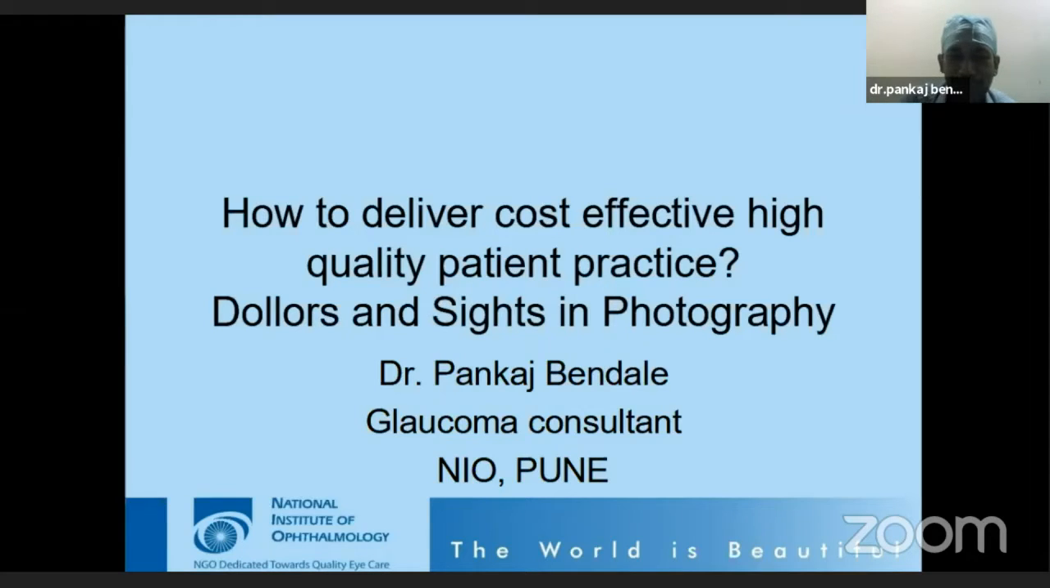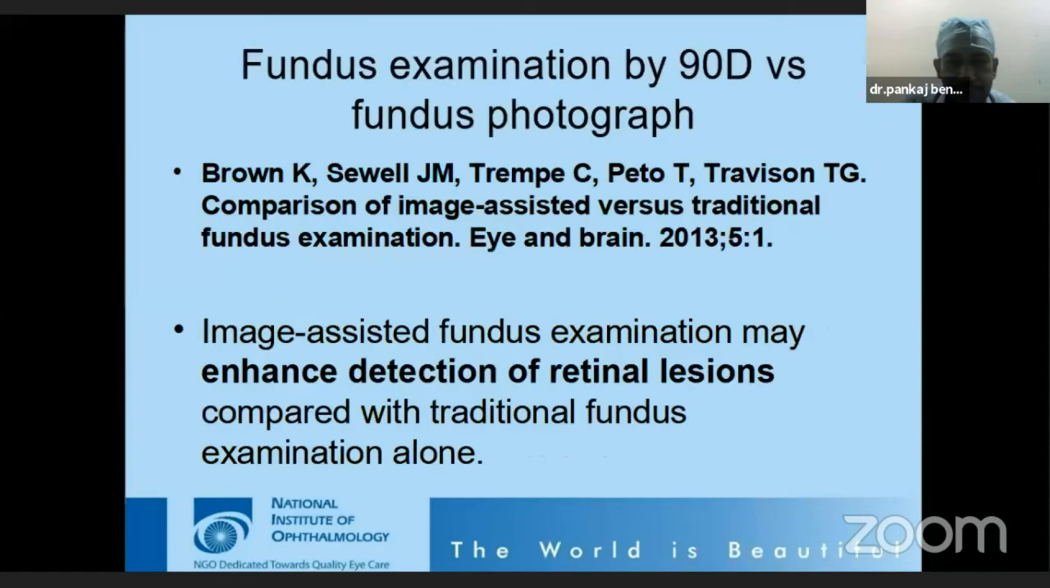So thank you. My talk is on how to deliver cost-effective, high-quality patient practice, dollars and sites in photography. This article was quoted by Satyan sir also, about fundus examination by 90D versus fundus photograph. Image-assisted fundus examination may enhance detection of retinal lesions compared to traditional fundus examination alone.